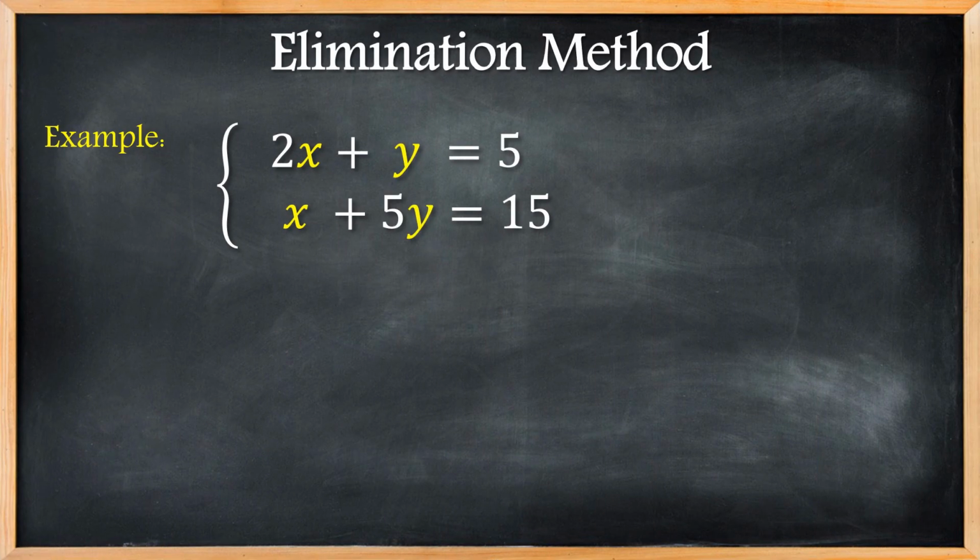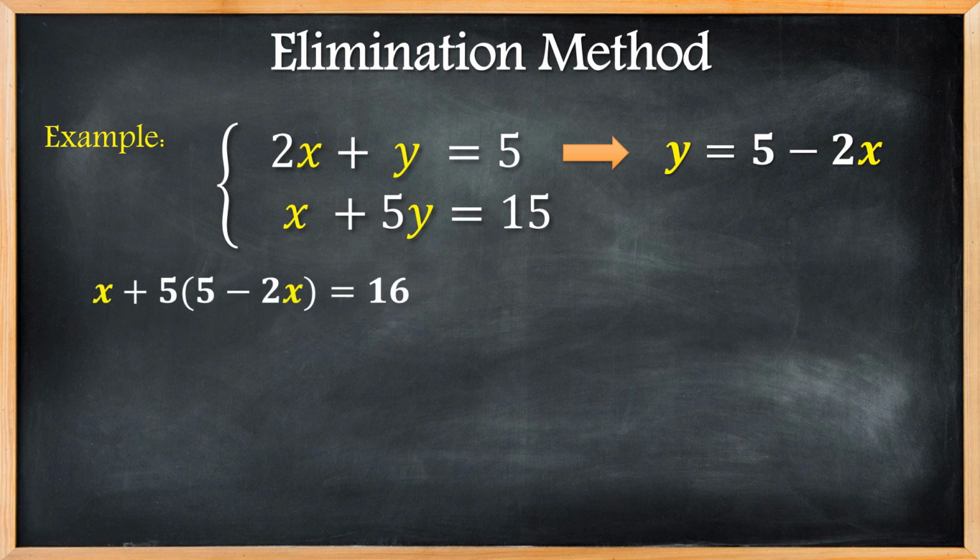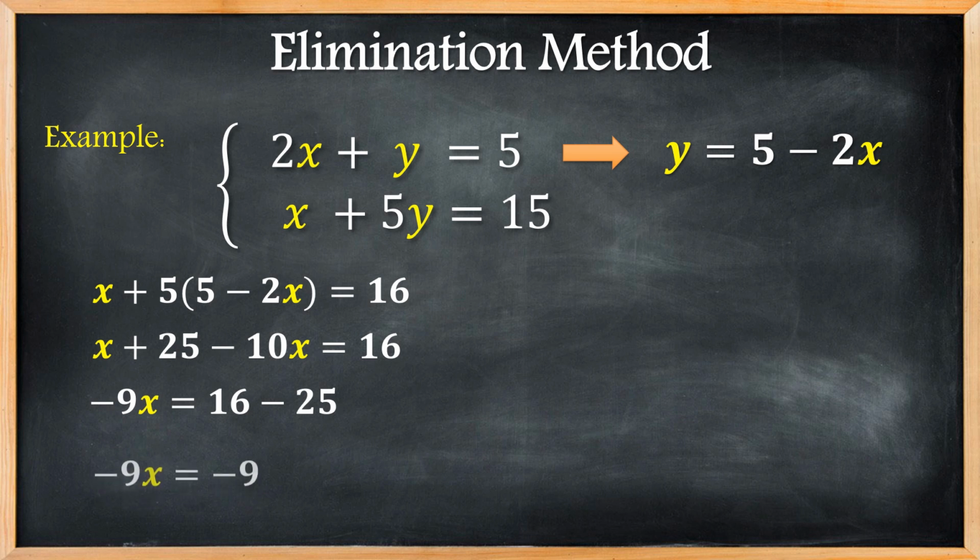Let's apply the elimination method to solve this system of equations. We start with the two given equations: 2x + y = 5, x + 5y = 16. First, we express y in terms of x from the first equation. y = 5 - 2x. Now, we substitute this into the second equation. x + 5(5 - 2x) = 16. Expanding the expression, x + 25 - 10x = 16. Simplifying, -9x = -9. Solving for x, we get x = 1.